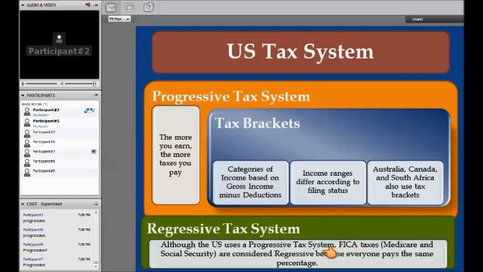That would be FICA. Everybody pays the same percentage for Medicare and Social Security. So that would mean that that's actually considered regressive since everybody pays the same percentage. But if somebody asks you what type of tax system the U.S. uses, you say progressive because that's primarily the tax system that we use.